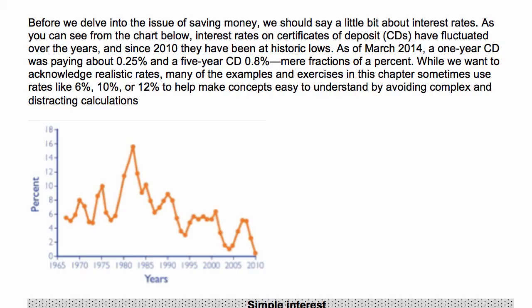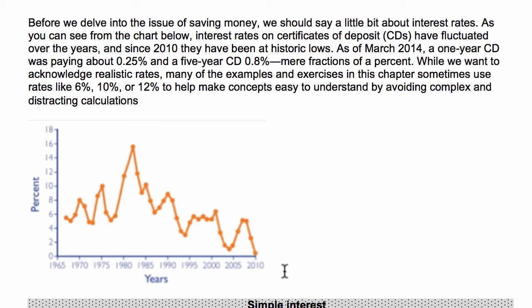Before we delve into the issue of saving money, we should say a little bit about interest rates. As you can see from the chart below, interest rates on certificate of deposits, CDs, have fluctuated over the years, and since 2010, they've been at historic lows. As of March 2014, a one-year CD was paying about 0.25%. That's 0.0025 as a decimal.